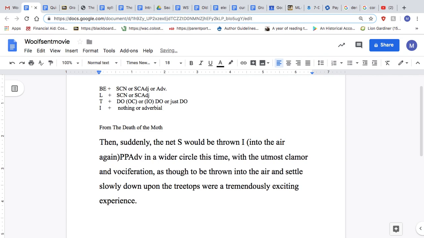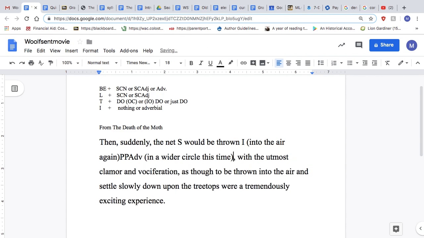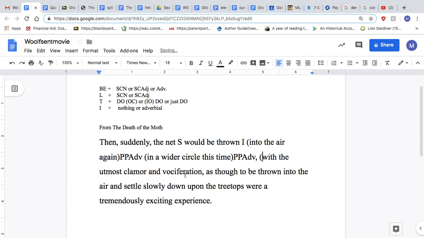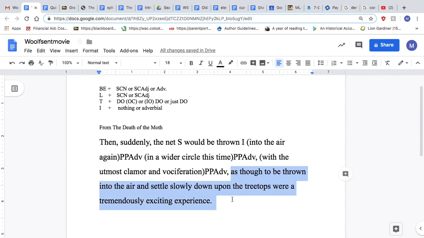And then we have another prepositional phrase in a wider circle this time, answering where, so that's an adverb. And then another prepositional phrase with the utmost clamor and vociferation, answering how it was thrown. Then, as though to be thrown into the air and settle slowly down upon the treetops were a tremendously exciting experience. This one's a little tricky.